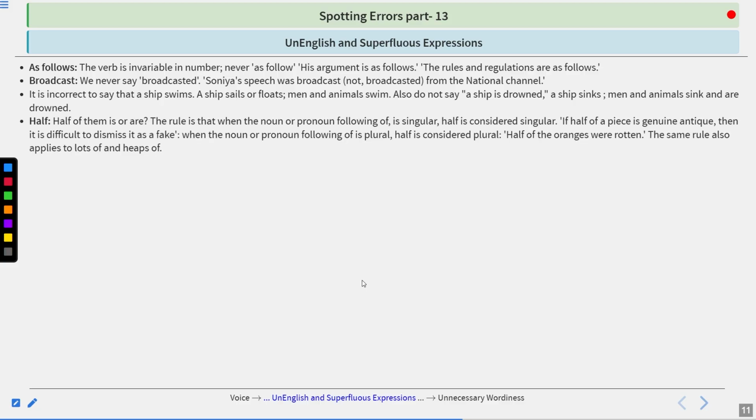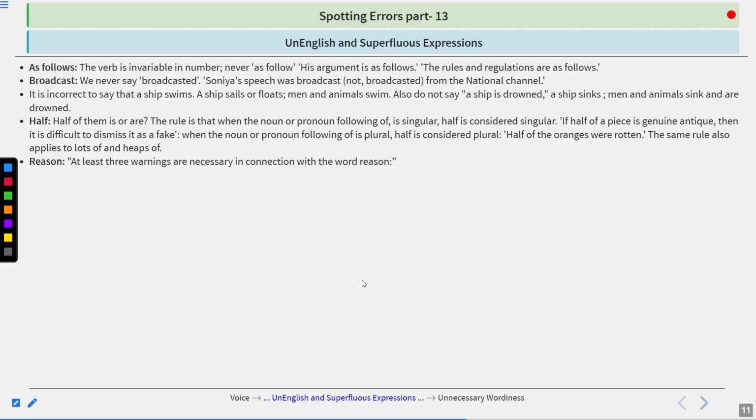Use of half. Half of them is or are? The rule is that when the noun or pronoun following "of" is singular, half is considered singular. If half of a piece is genuine antique, then it is difficult to dismiss it as a fake. When the noun or pronoun following "of" is plural, half is considered plural. Half of the oranges were rotten. So "of" is followed by oranges, which is a plural noun. That's why we have used a plural verb with half. The same rule also applies to "lots of" and "heaps of." I hope you have understood.